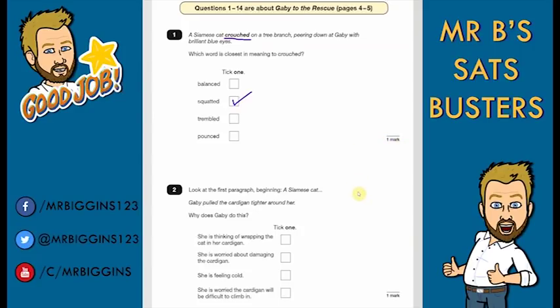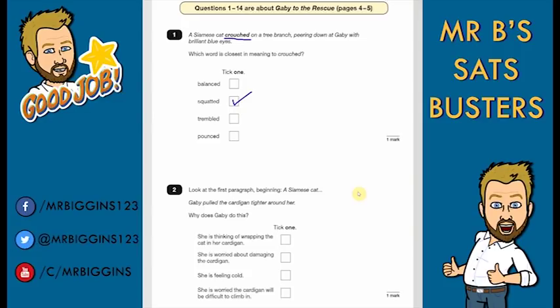Question 2 says, look at the first paragraph beginning a Siamese cat, and then it has Gabby pulled the cardigan tighter around her. Why does Gabby do this? We have 4 choices. She's thinking of wrapping the cat in the cardigan. She's worried about damaging the cardigan. She's feeling cold, and she's worried the cardigan will get difficult to climb in. Now, if you have a look at the actual paper, just after it says Gabby pulled the cardigan tighter around her, it says this was her last good school cardigan until who knows when her father would have enough money to buy her a new one.